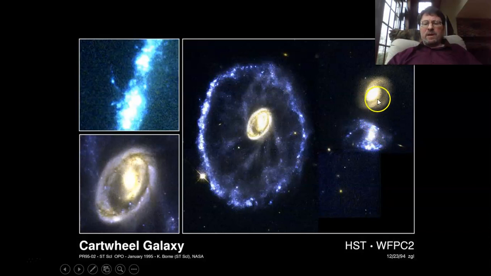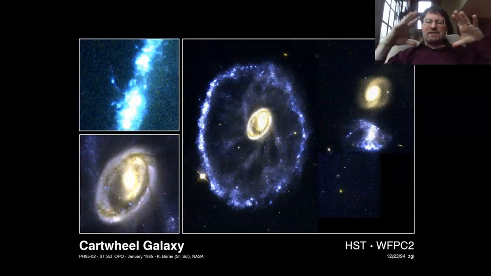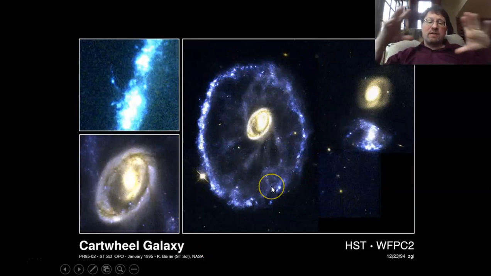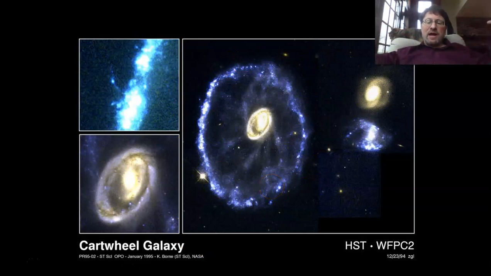And what people think happened was, in the past, one of these two galaxies came right through the center of the disk of this other galaxy and sent out a shock wave through the gas. And as that shock wave propagates outward, the compression associated with it will trigger star formation. And that's why you have this blue ring of stars here, which presumably over time is expanding outward as stars are formed as a result of that compression or shock wave.